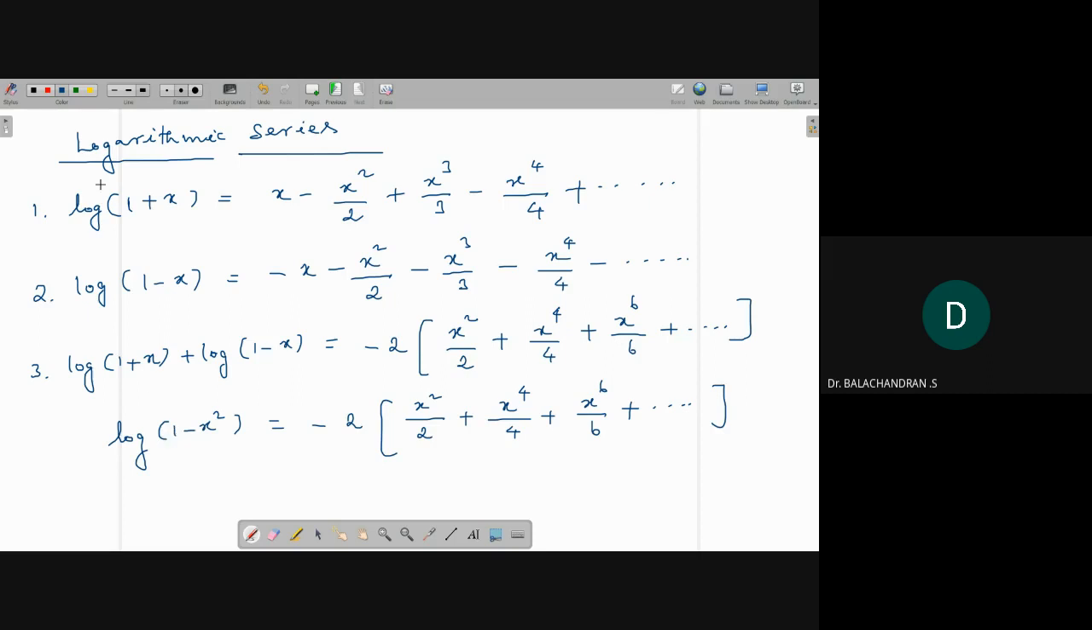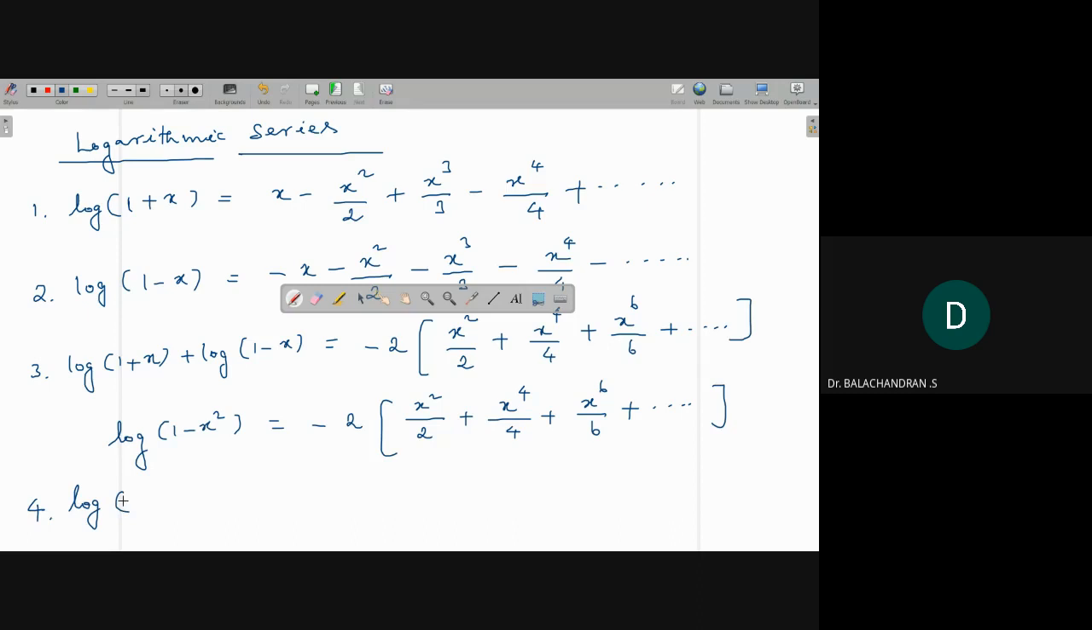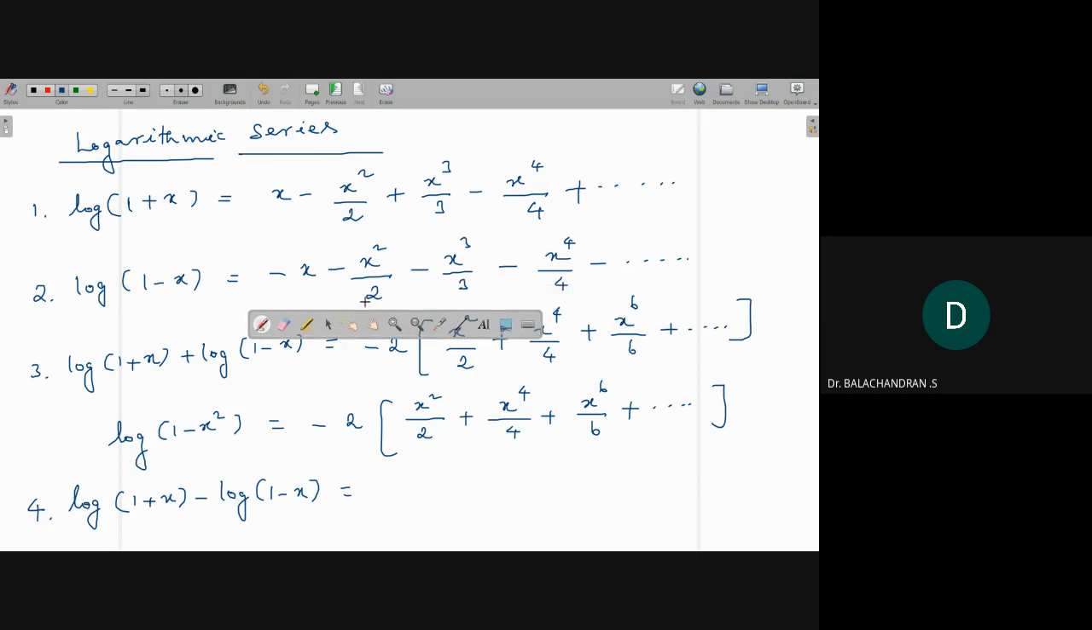And the fourth one, I'm going to subtract 1 minus 2. Log of 1 plus x minus log of 1 minus x. So if you subtract these two, even powers of x get cancelled, only we have odd powers of x. So 2x, so I'll take 2 common: x, x cube by 3, and the next term, x power 5 by 5, x power 7 by 7, and so on.